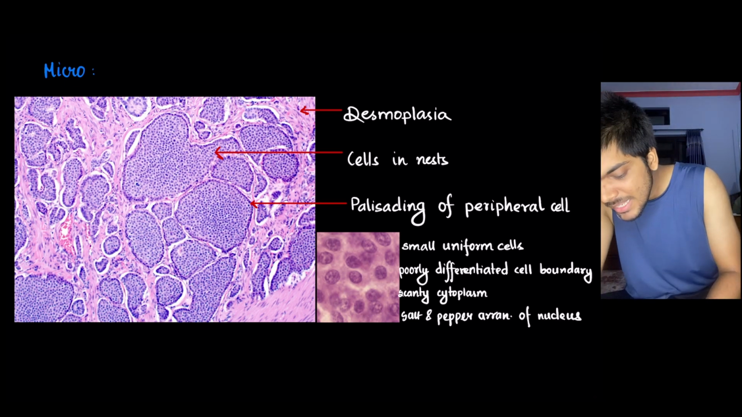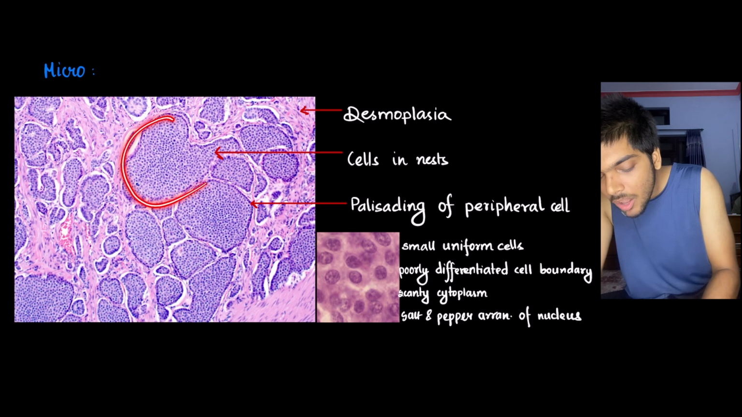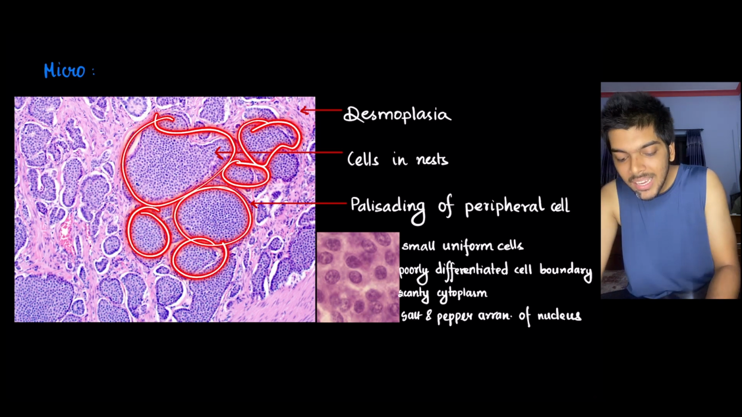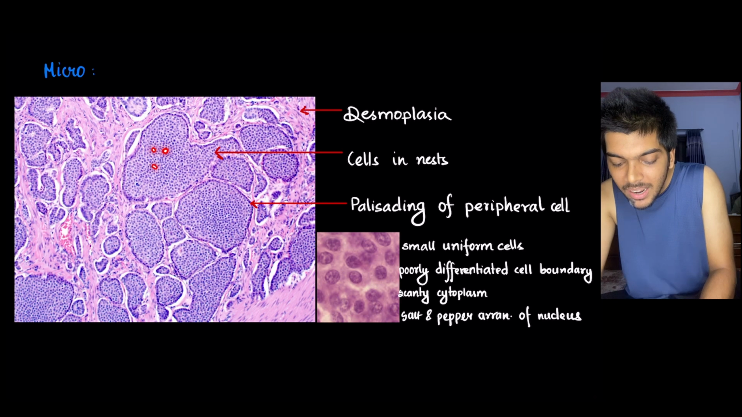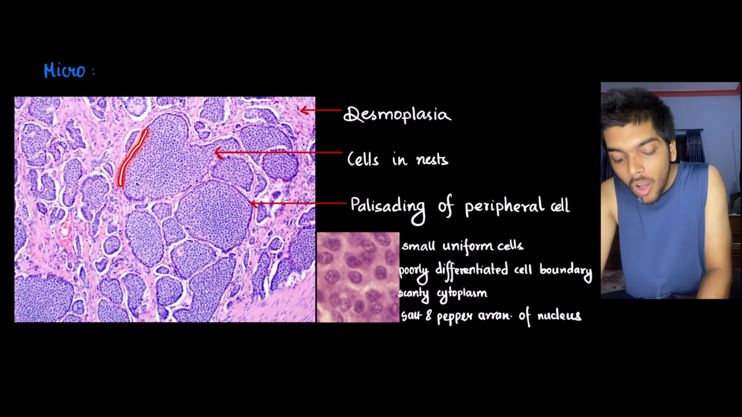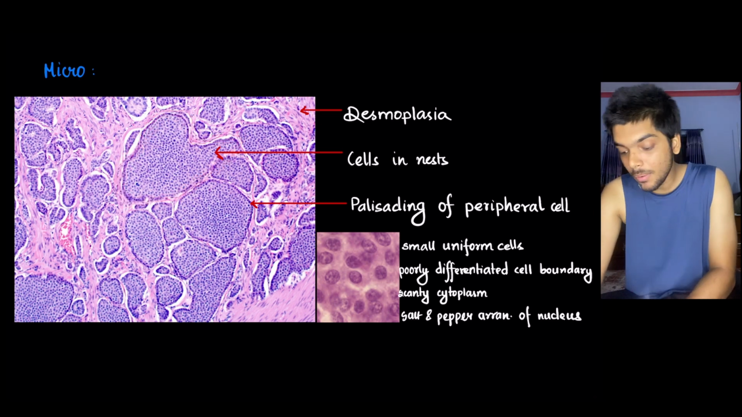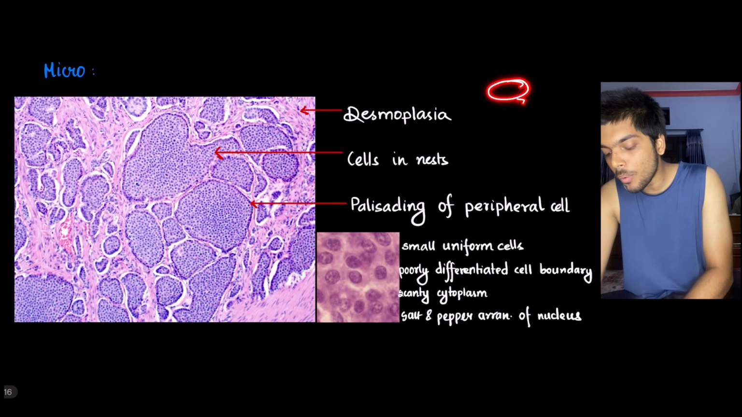What is there? There is desmoplasia, lots of fibers. And in between these fibers, what are there? There are nests of cells. In an individual nest, there are these tumor cells. And these tumor cells are surrounded by a single layer of special tumor cells. This single layer is special due to their arrangement, because they are palisading. Palisading means one stacked over the other.